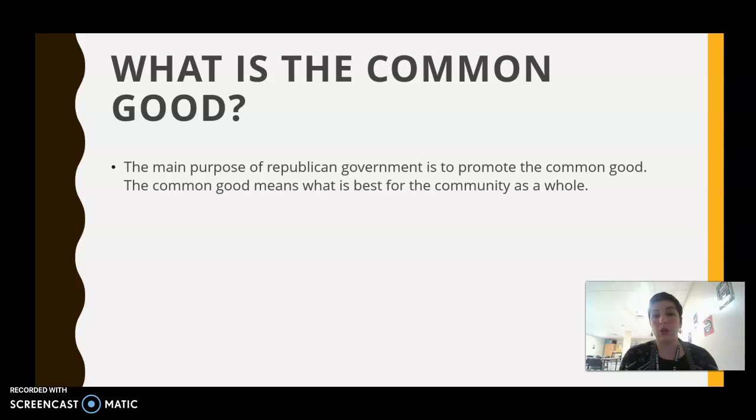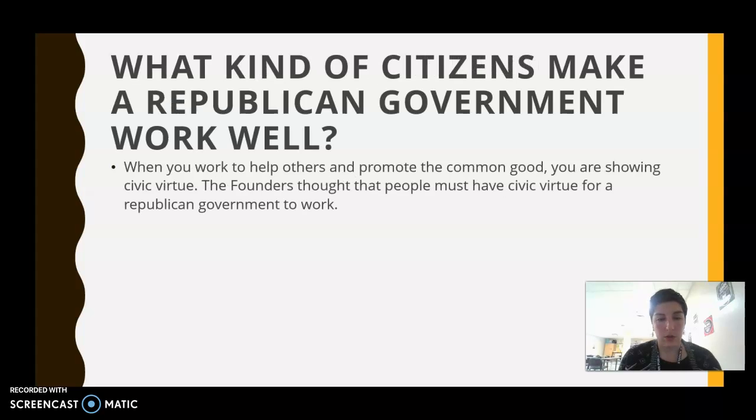What is the common good? So the common good is really important. It is the main purpose of a Republican government. It is to promote the common good. The common good means what is best for the community as a whole. Now, with anything, there's always going to be some people who might be upset, some people who might not be included, but you're trying to get the majority of people helped. So if the majority of people are being helped or benefit from something, that is the common good.